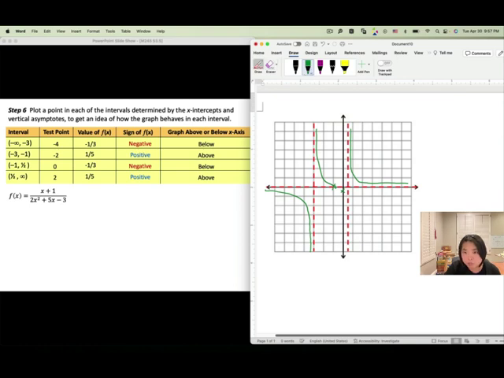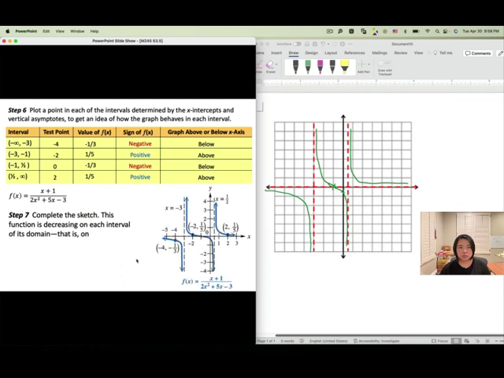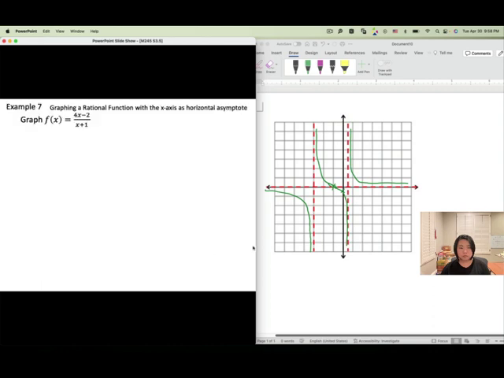Let me try it one more time. It should be really smooth to go here, and then approaching the vertical asymptote. Okay, so it should look like this. Okay, if you want, you could try to plug in some test points here.